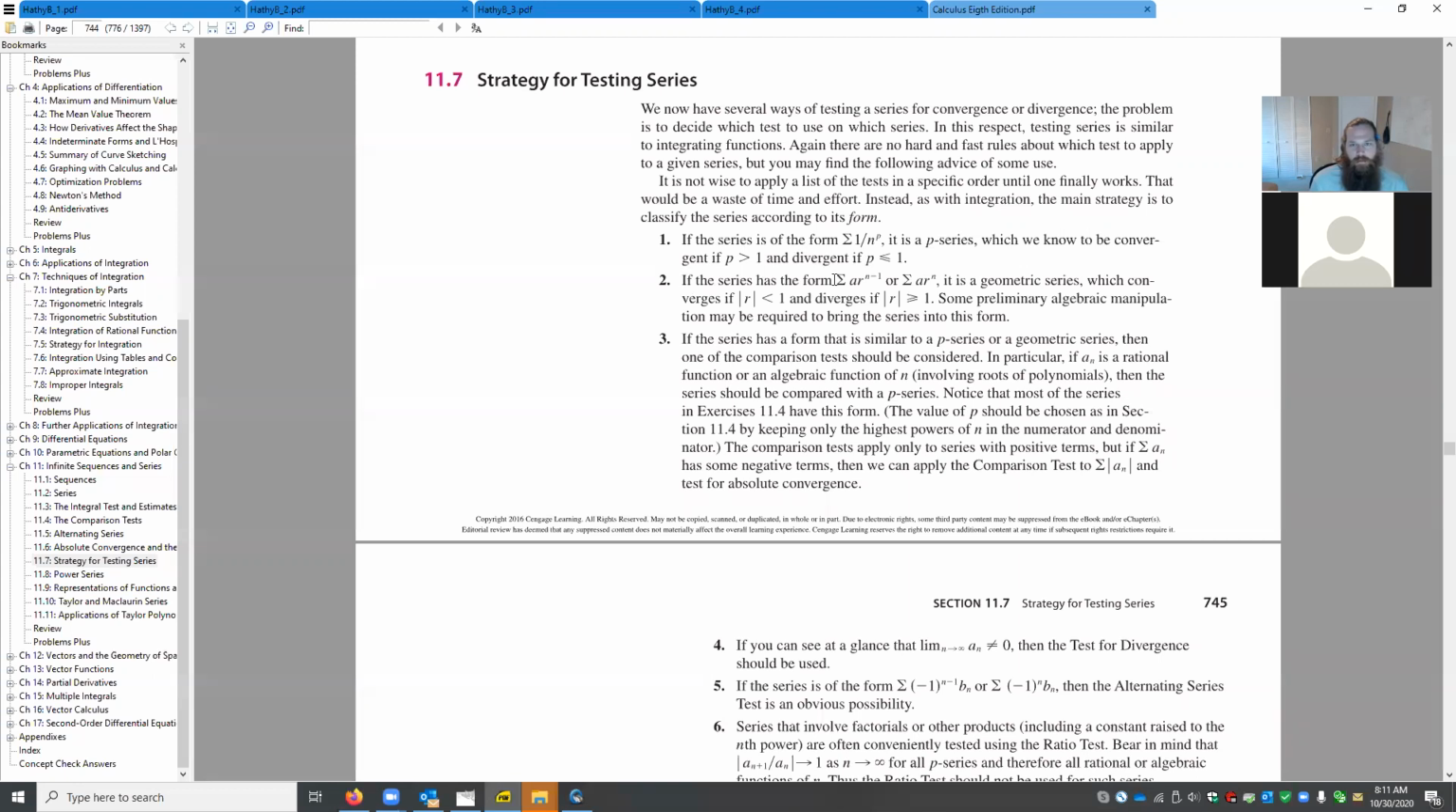If it isn't a p-series, you check: is it sigma of some constant times some other constant to the n or n minus 1? Is it geometric? Is there a common ratio? If yes, write down the common ratio, check to see whether its absolute value is less than 1. If it is, the series converges, otherwise the series diverges. And you know how to figure out the sum using that formula, starting term over 1 minus r.